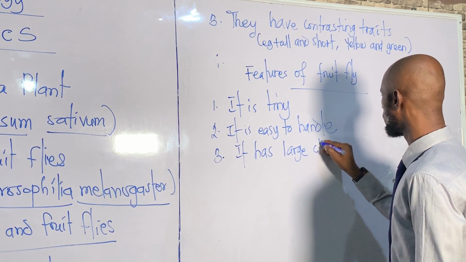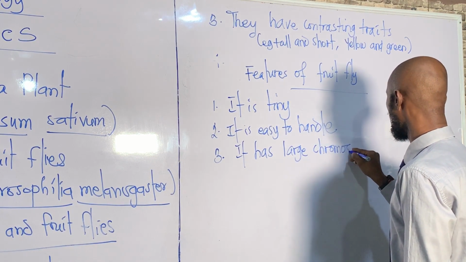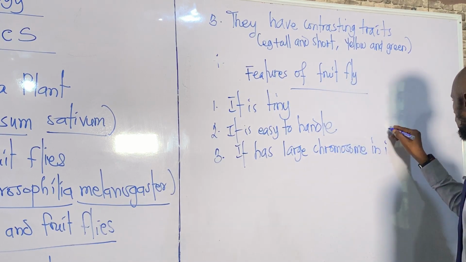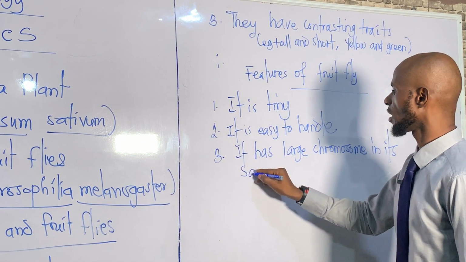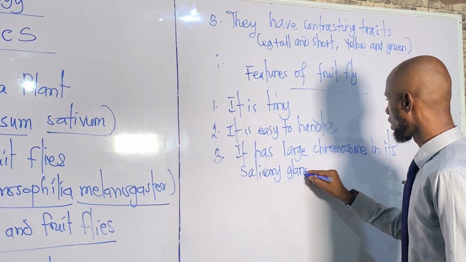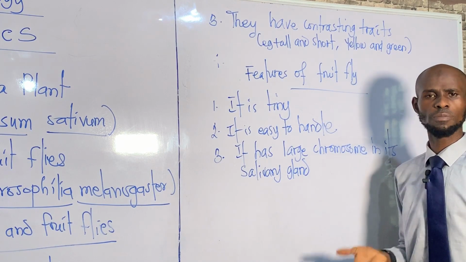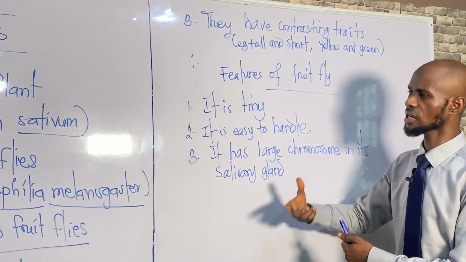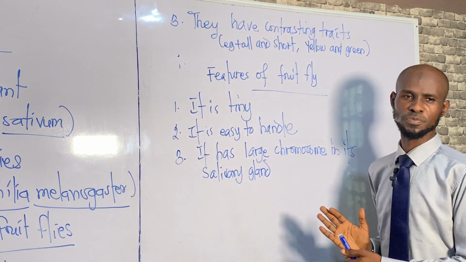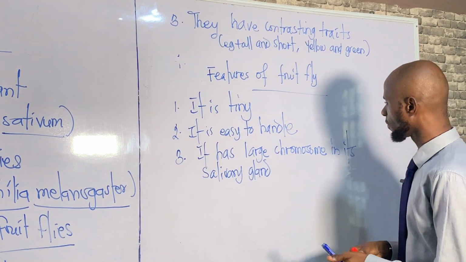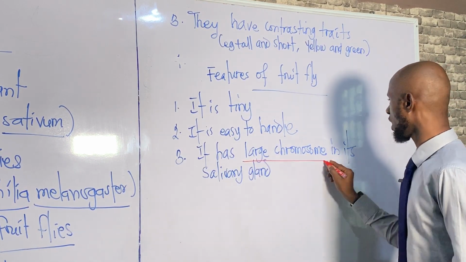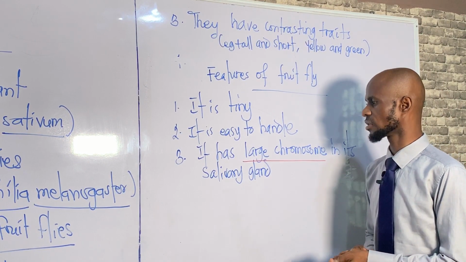It has a large chromosome in its salivary gland. And the presence of the large chromosome will make the scientist, that is Thomas Morgan, to be able to locate different segments of the chromosomes. So we have the large chromosome in the salivary gland.